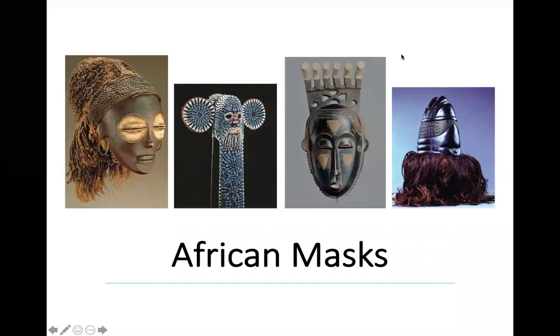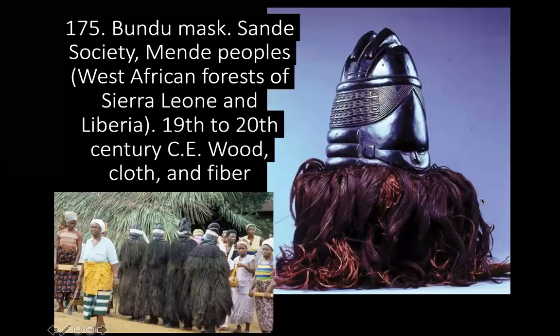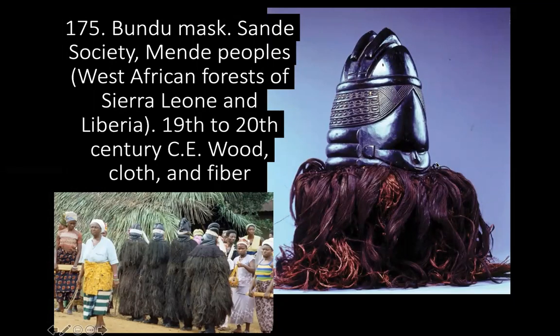All right, we have 4 African masks that we need to be able to tell apart from one another. So this video is going to be focusing on the Bundu mask by the Sunday Society, number 175. And we're gonna watch the College Board video that goes with this piece because she does a really good job teaching it.